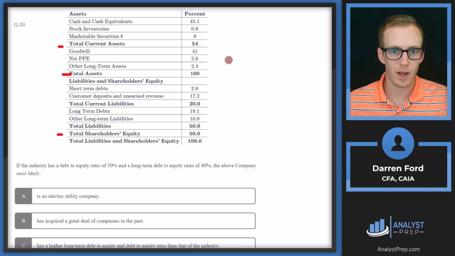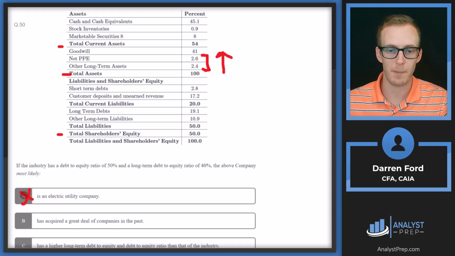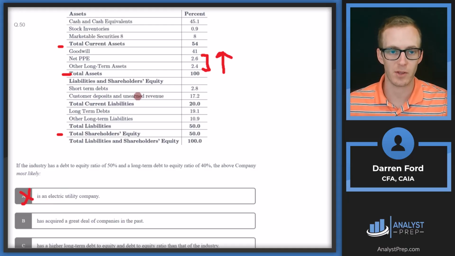So the giveaway here on electric utility company is the assets that we're holding. So we have net PPE and other long-term assets of 2.6 and 2.4. These would likely be a lot higher for a utility company, which is going to be very capital intensive. They're going to have a lot of real assets and equipment and other stuff like that on their balance sheet. So this number would likely be a much larger percentage of their overall assets. They wouldn't be holding 45% in cash.